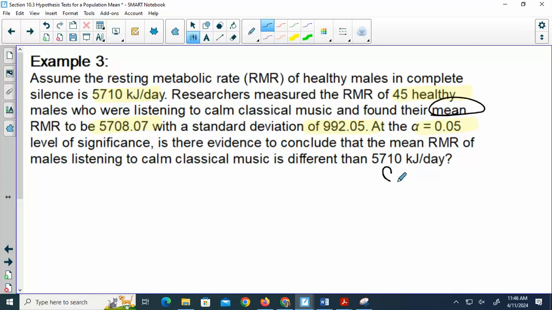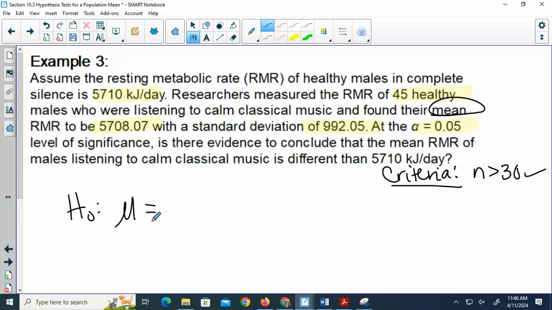What's the criteria for mean? Greater than 30 or already normal. I told you that we had 45, so that's bigger than 30, so we're good. The null hypothesis, since we're talking about the mean, we'll use a mu. Null is always equal to something, so my baseline is the mean is equal to what?